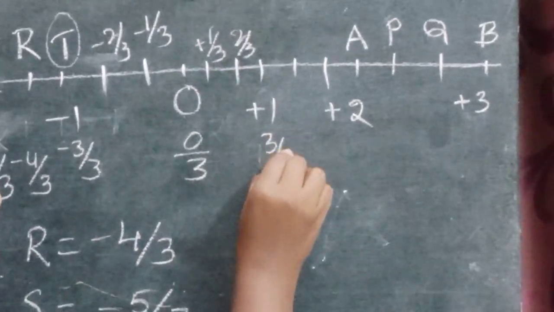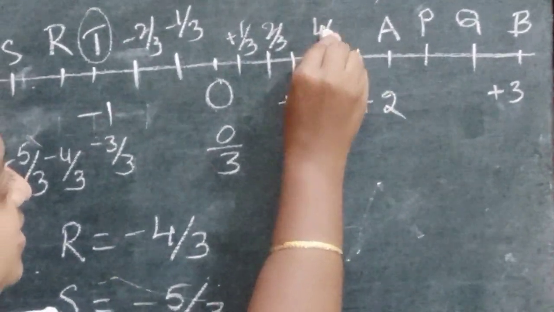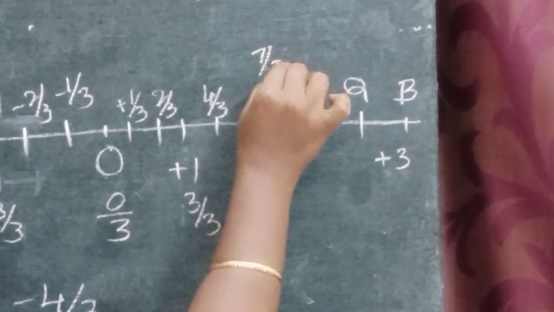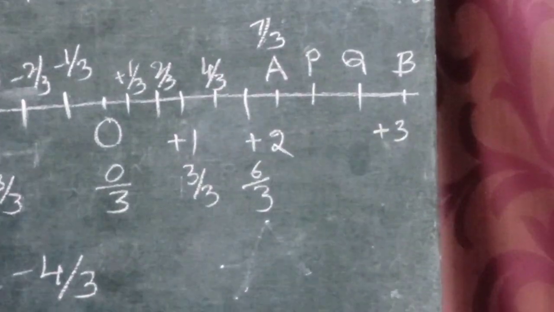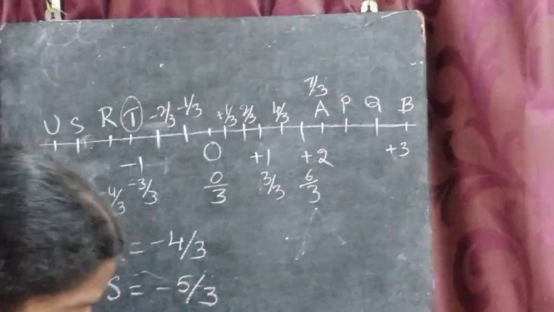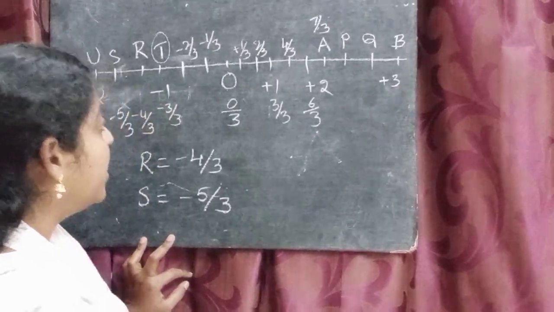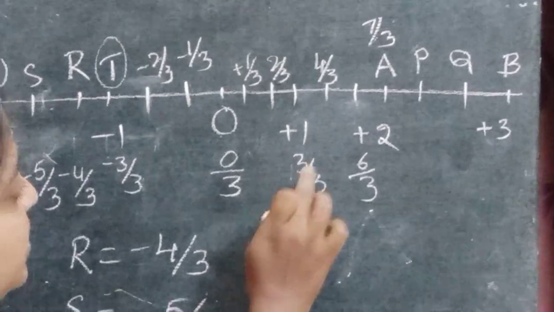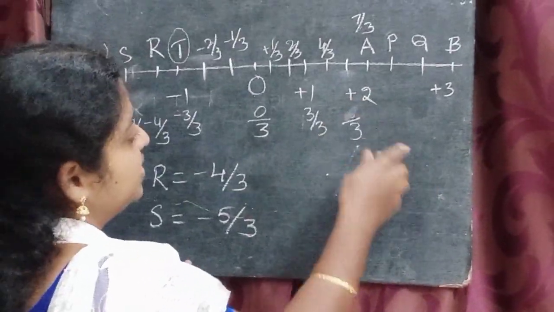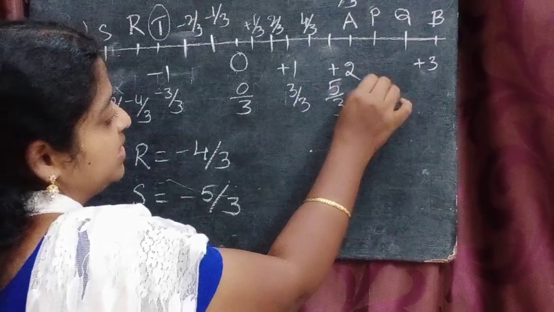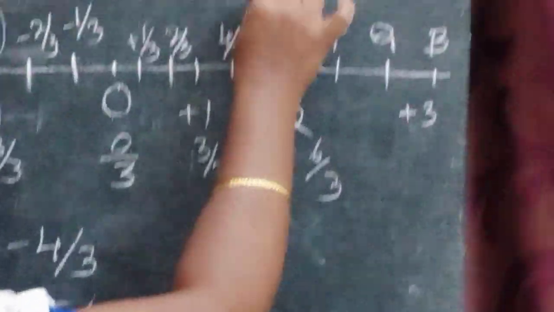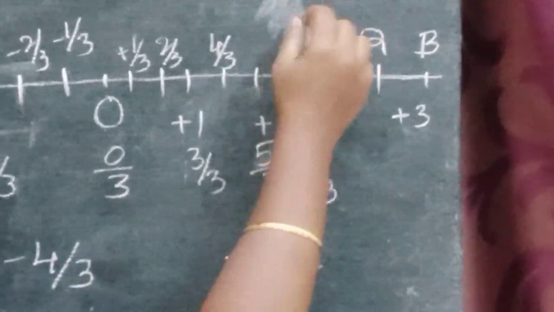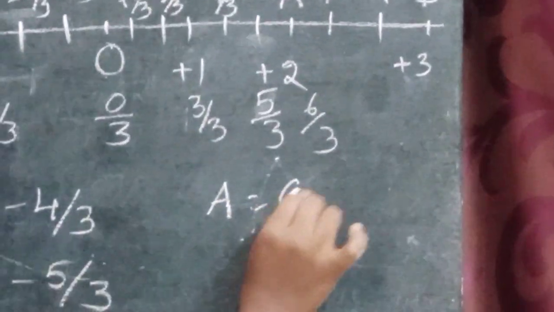It is 3 by 3. And this one is 4 by 3. And this is 6 by 3. Then 3 by 3, 4 by 3. This is 5 by 3, and this is 6 by 3. So A value is 6 by 3.